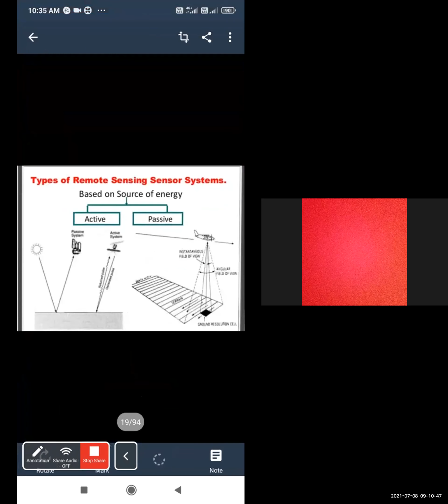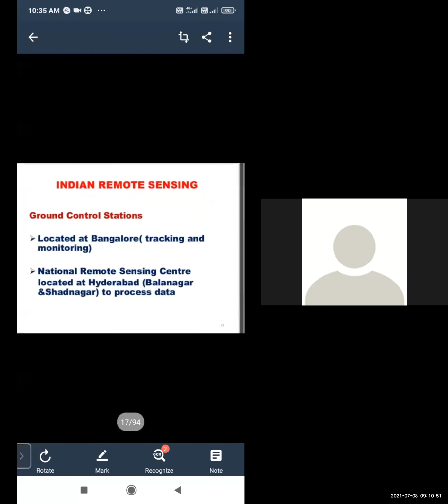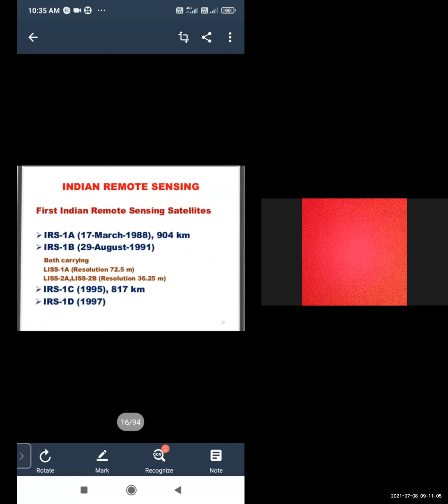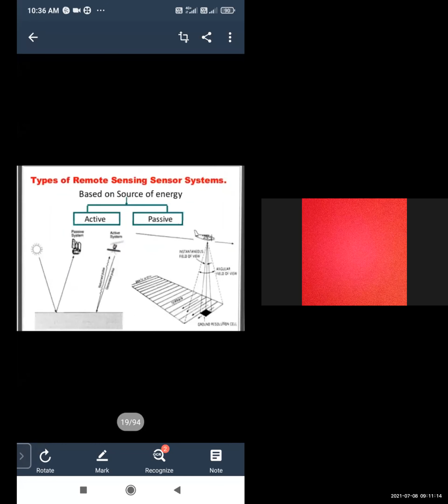Remote sensing, right? So yes, ma'am. Types of remote sensing used in India, that is also discussed. IRS series, Rohini series is used. Rohini series, Indian Rohini series 1A, 1B, 1C, 1D. And also discussed, last topic was sources of energy.